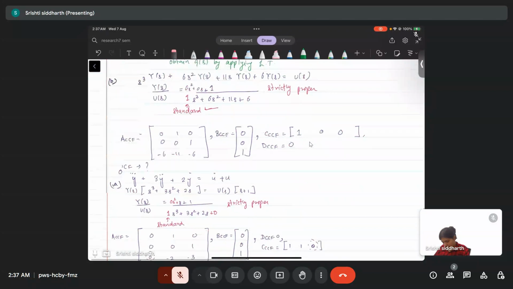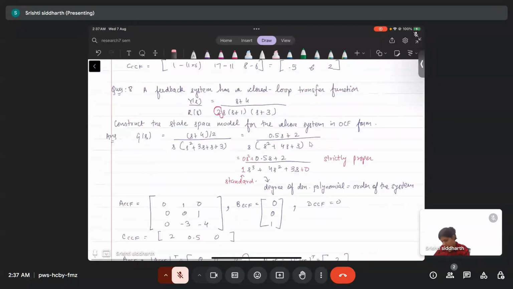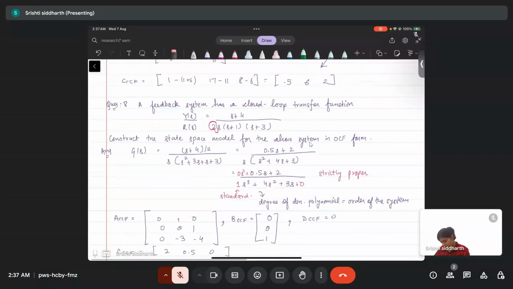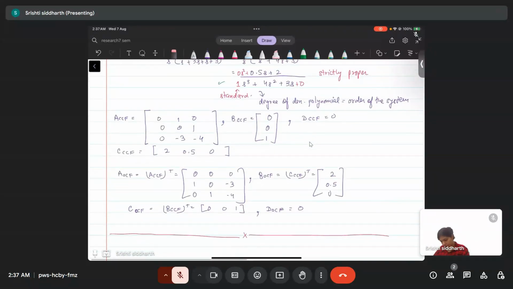Okay. So the last question, we saw how to convert the transfer function to a strictly proper one. So we saw that the coefficient of the highest degree in the denominator was not 1. So this is how we converted it to standard form. And then the rest of the procedure was the same. So to get OCF, we first obtain CCF and then obtain the OCF version.